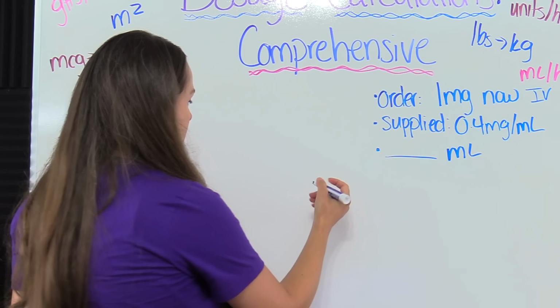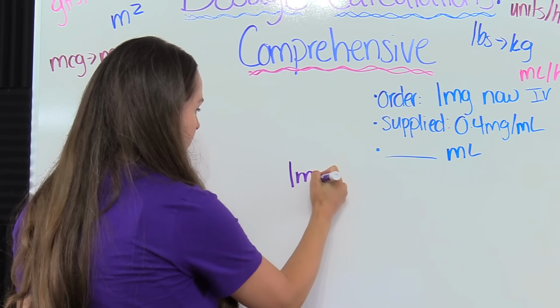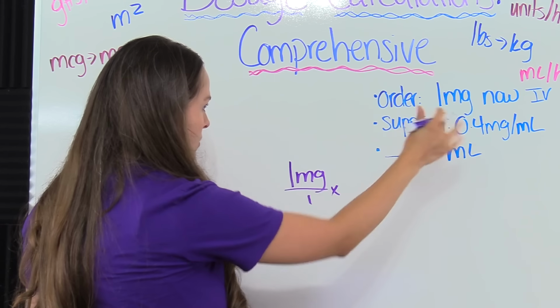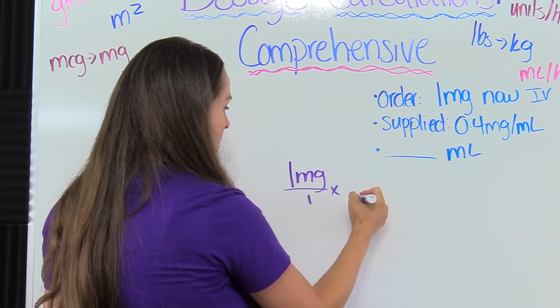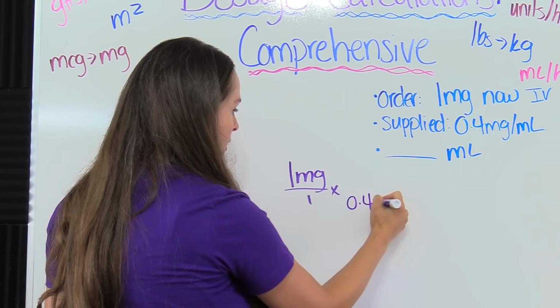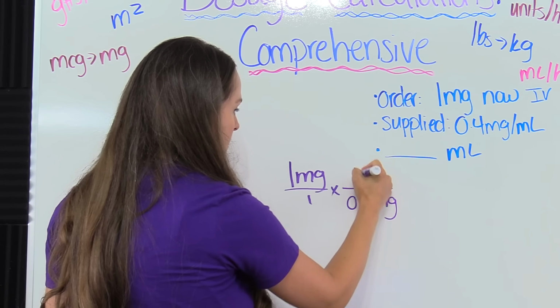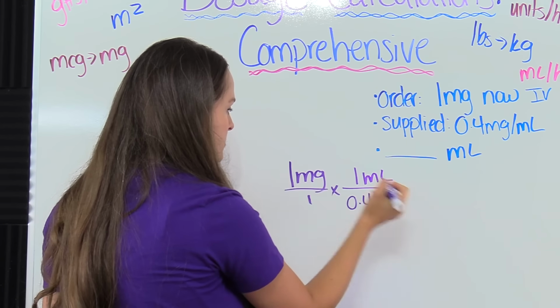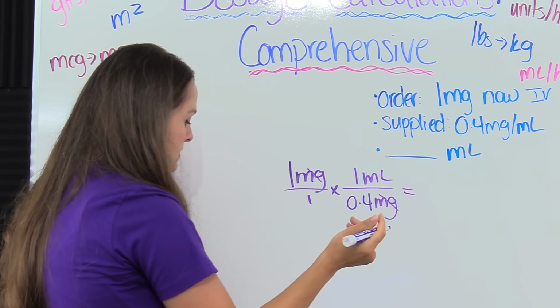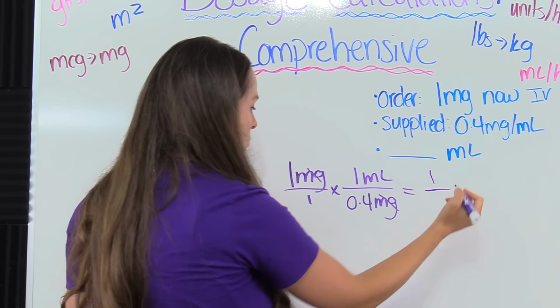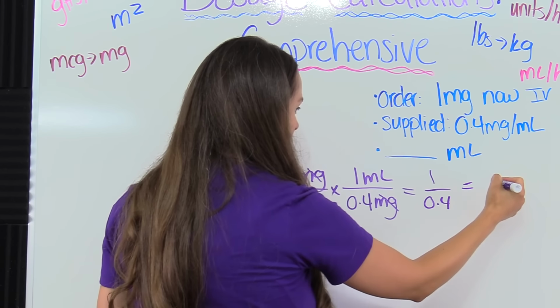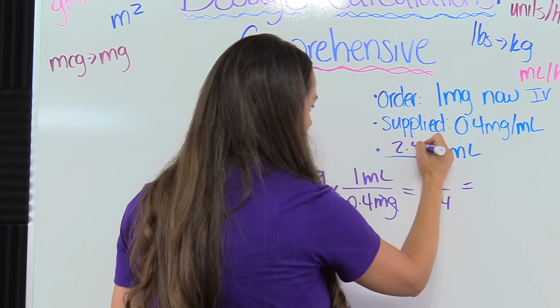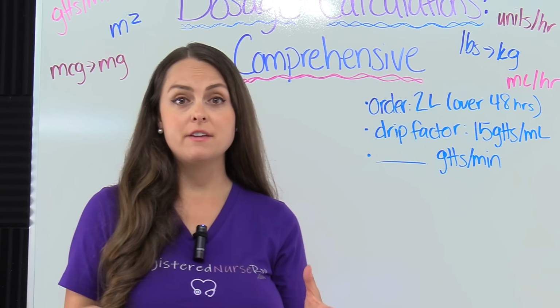So let's set up our problem. So the doctor ordered 1 milligram, and we need to get to milliliters. So we know that from our vial that it contains 0.4 milligrams in every milliliter. That cancels out milligrams, and we are ready to solve. So 1 times 1 is 1, 1 times 0.4 is 0.4, and we're going to divide out, and we get 2.5, and that's how many milliliters we would withdraw. Now we're going to solve some different types of IV flow rate problems.